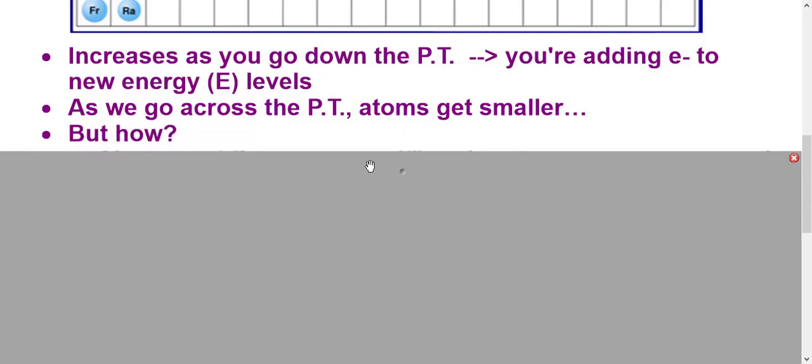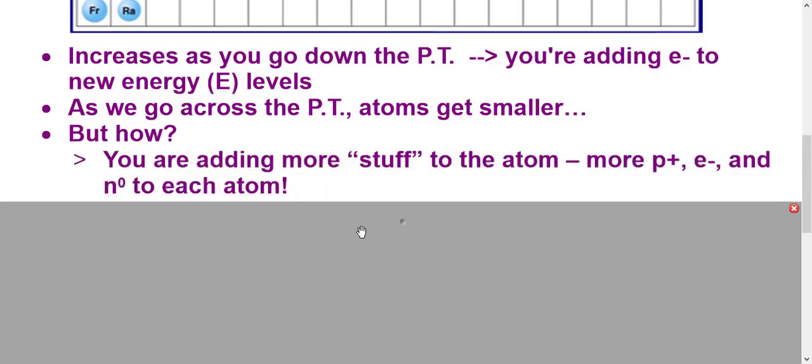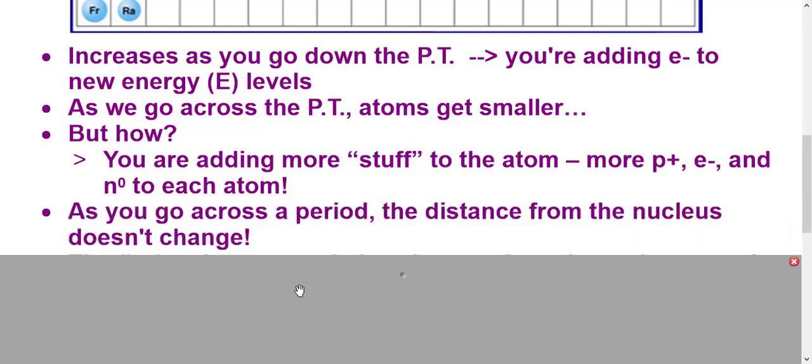So why is that? Remember, you are adding more stuff to the atom. So maybe you'd think, as I go across, it would get bigger. But remember, you're adding more protons, more electrons, and more neutrons. But as you go across the period, the distance from the nucleus doesn't change. Electrons are being added to the same physical space, about the same distance. So then you have to look at what else is changing.